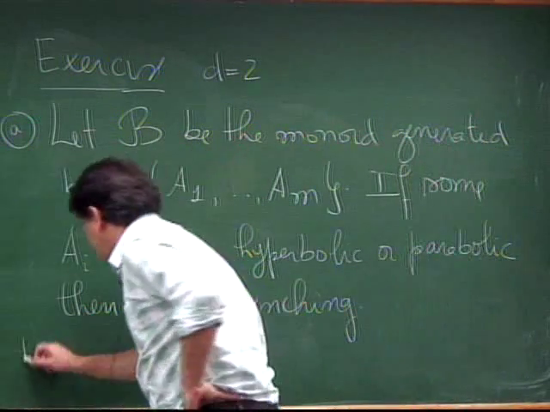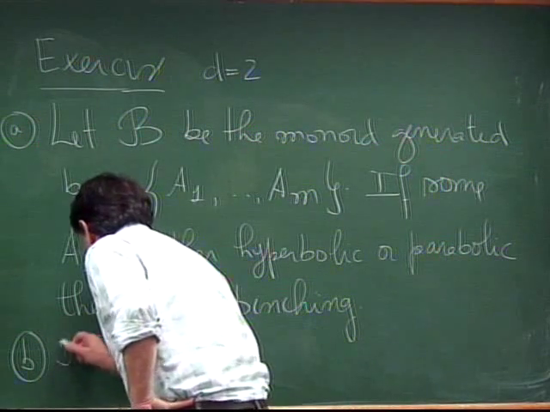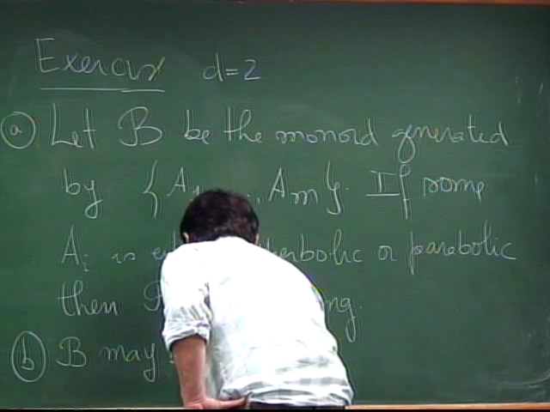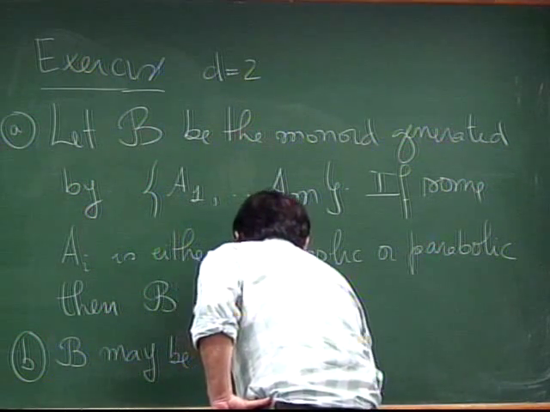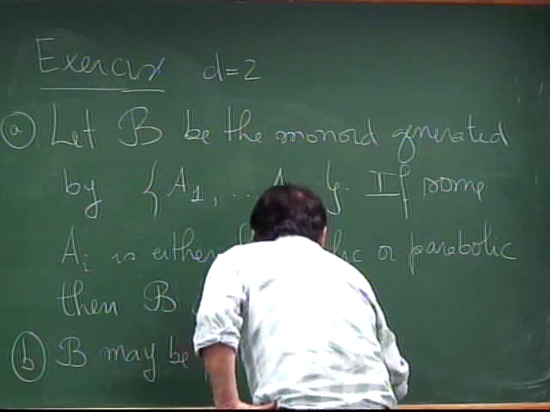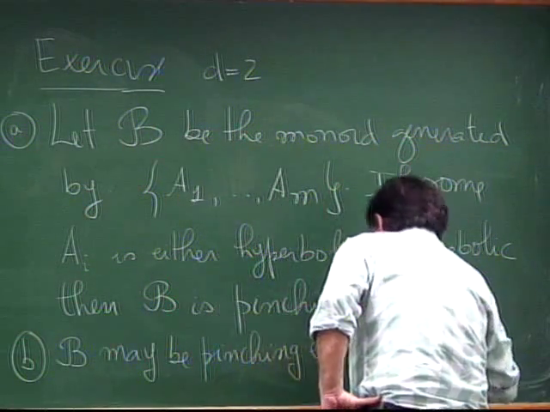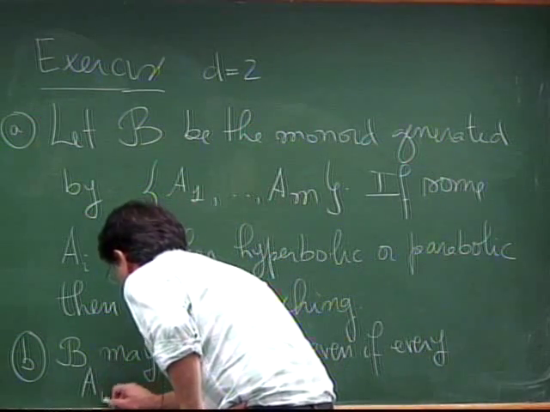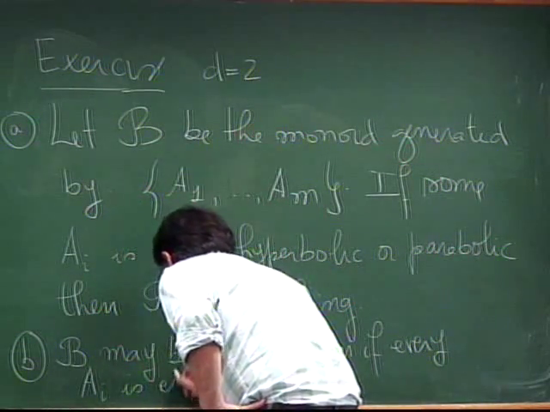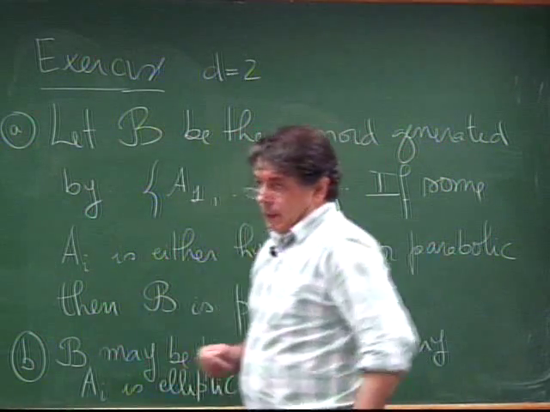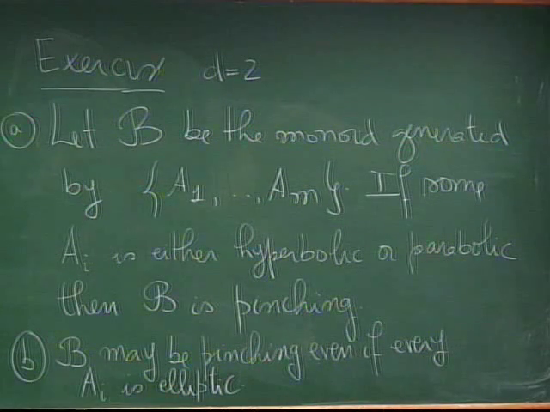and the second part is B may be pinching even if every A_i is elliptic. So I'm trying to convince you that it's very easy to get pinching. Maybe I should tell you exactly what I mean by parabolic.